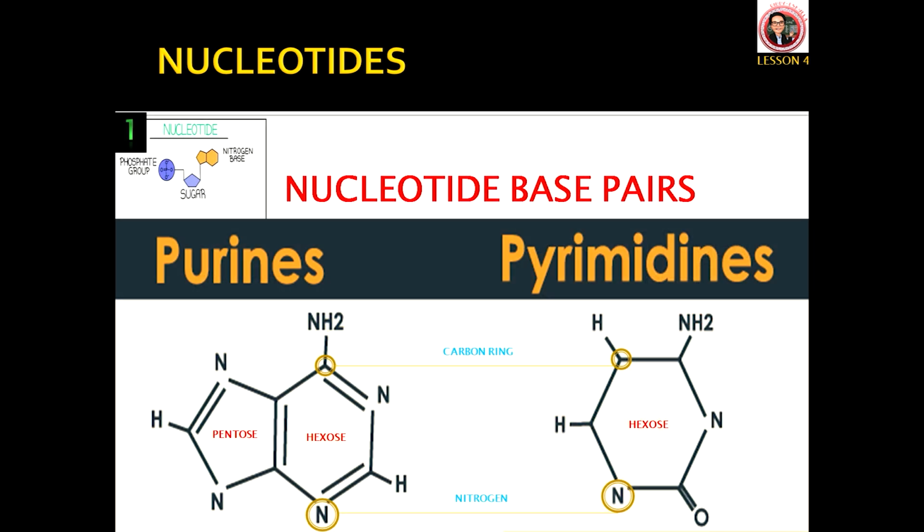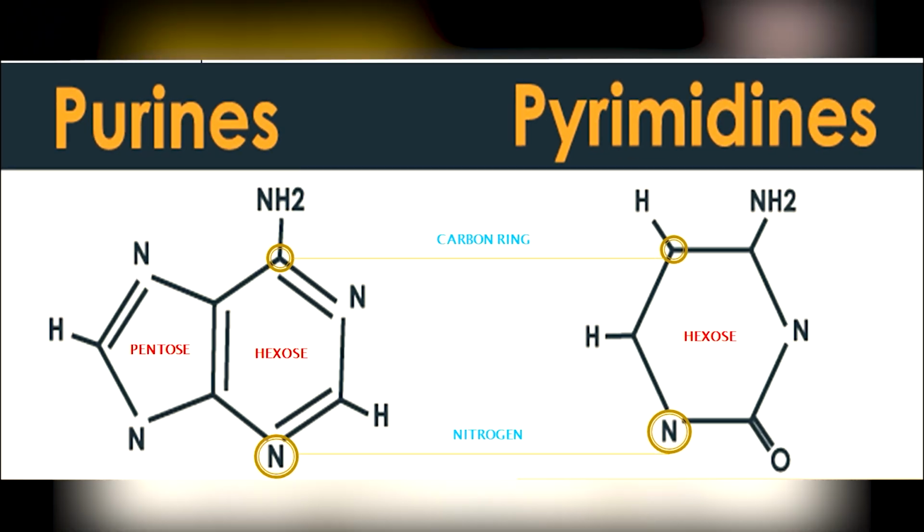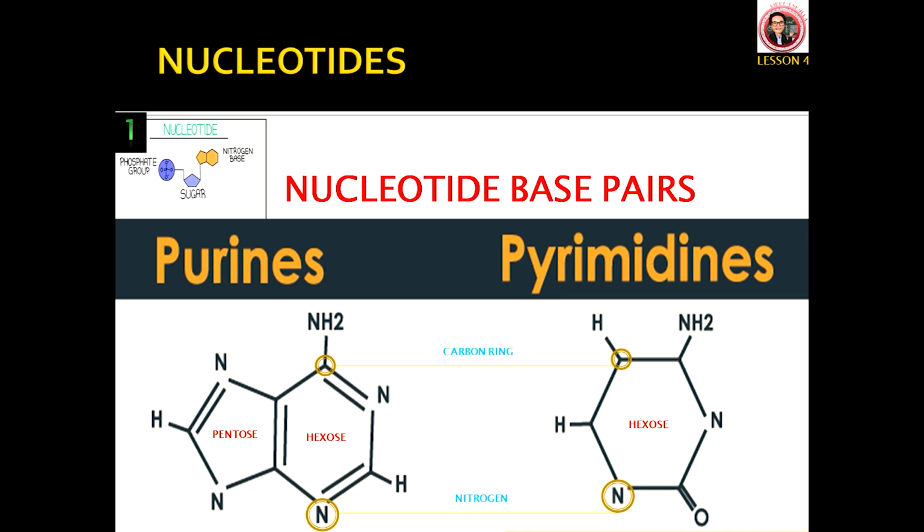By looking at the structure of the two, we can say that purines are much bigger because they have a 2-ring structure or 2 carbon-nitrogen ring bases, while pyrimidines only have a single ring or 1 carbon-nitrogen ring base. The purines contain 1 hexose and 1 pentose ring, while the pyrimidine contains a single hexocyclic ring. However, purines and pyrimidines both are made up of the aromatic ring having carbon and nitrogen in it.